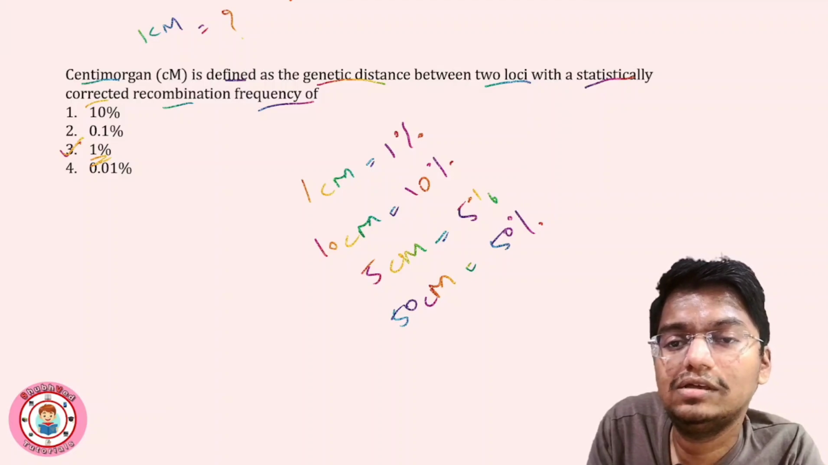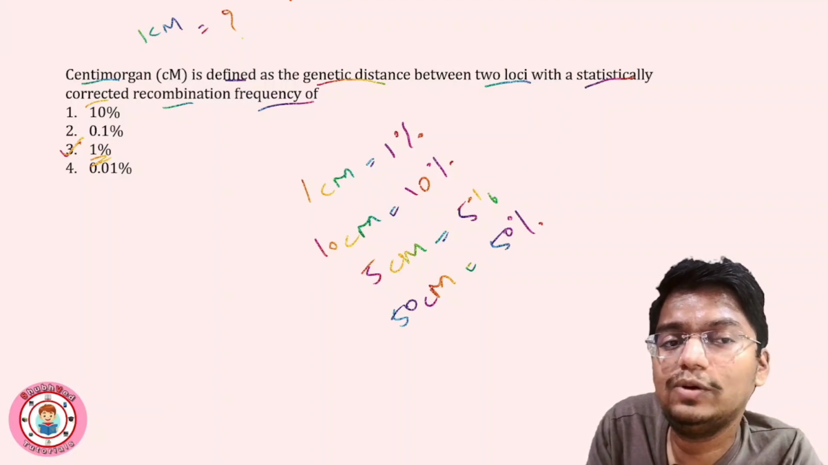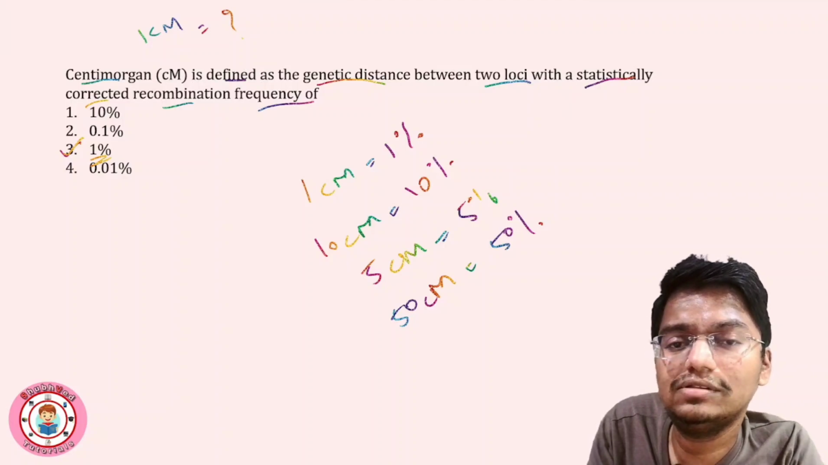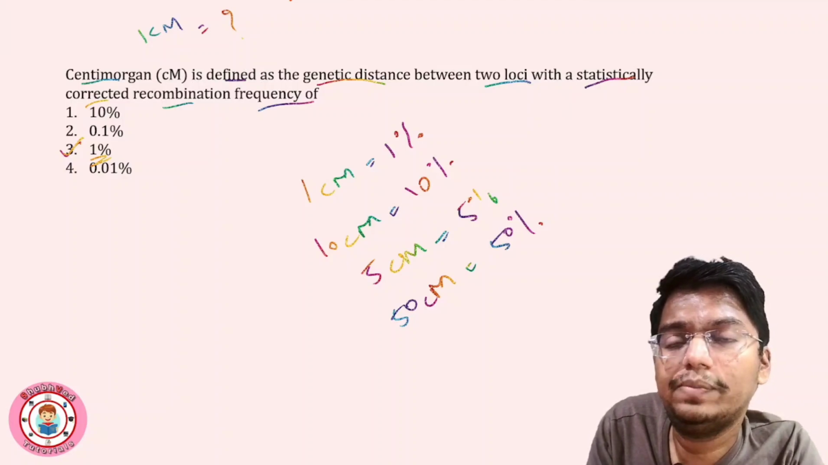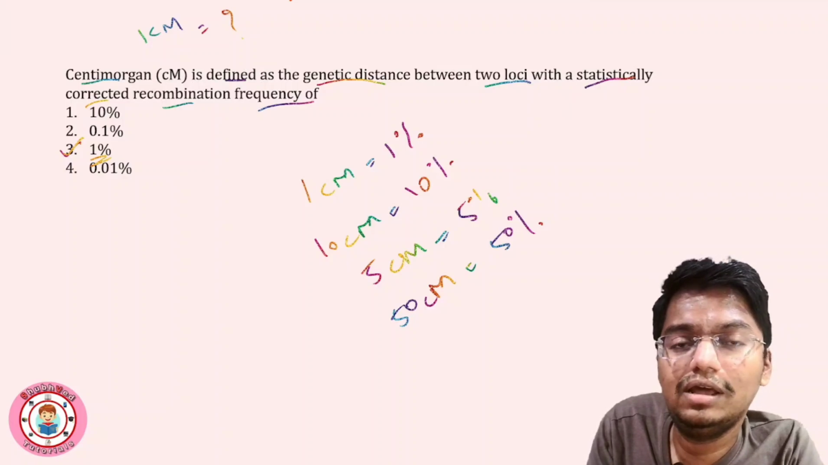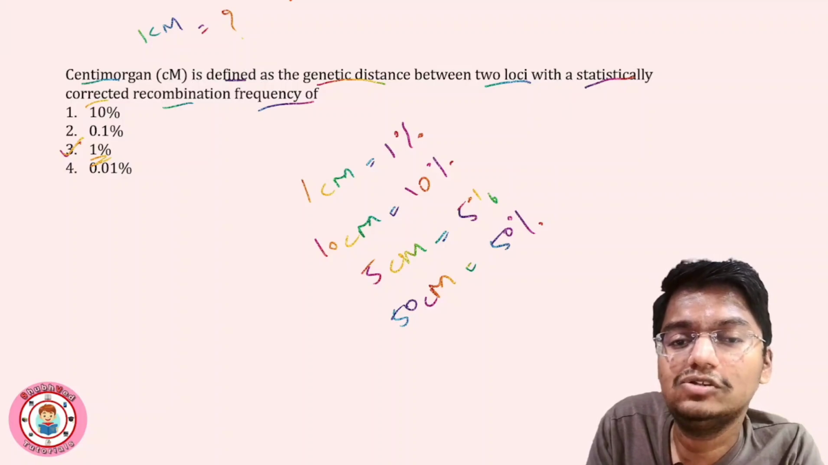Okay, so this is how you can solve questions. Basically you can analyze the options, check the options, and by option elimination you can also get answers in a quick manner, right? So that's it for this video.